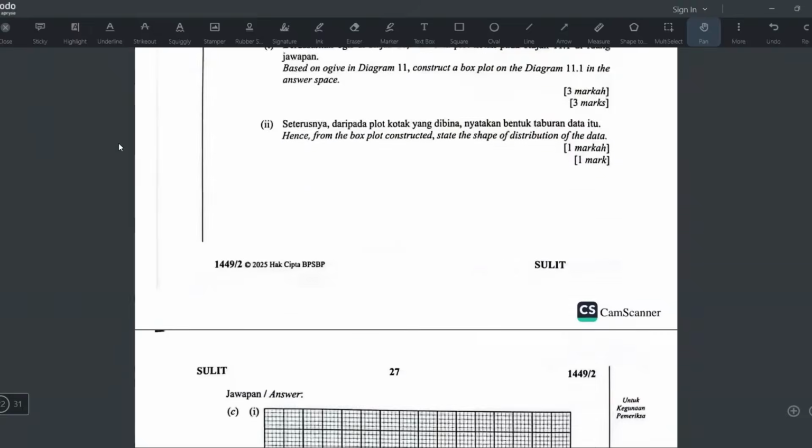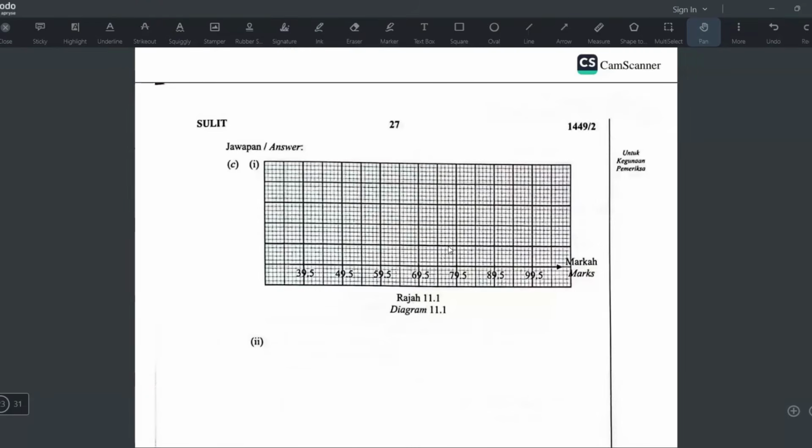All right, let's see whether they provide me space. All right, that's good. They already give me a graph paper here, and also they already drew the axis for me. So we can just go to 39.5.